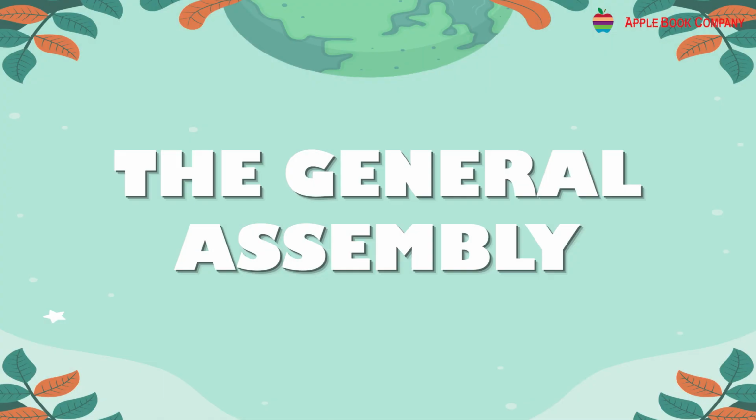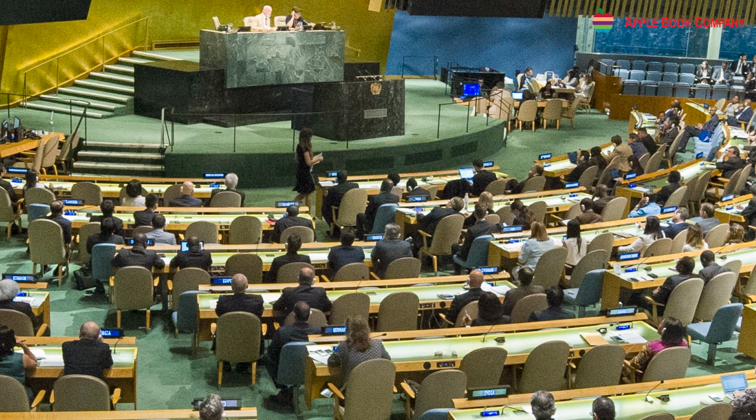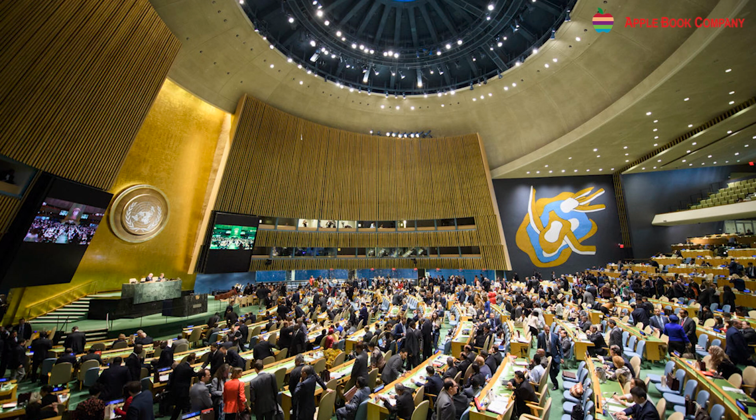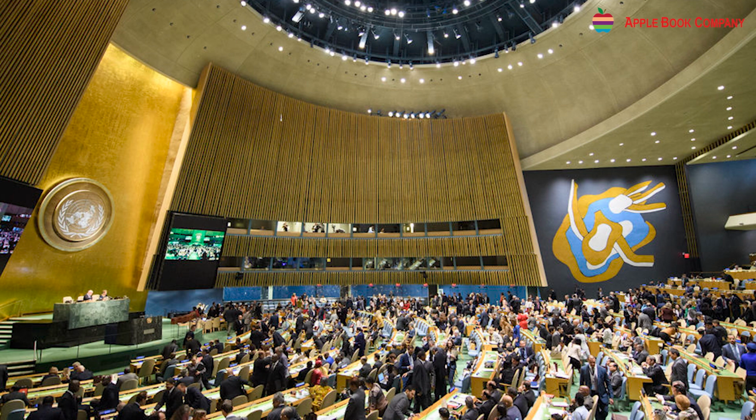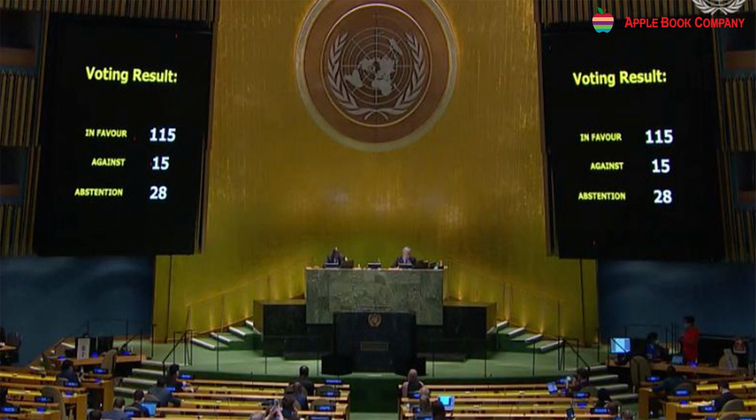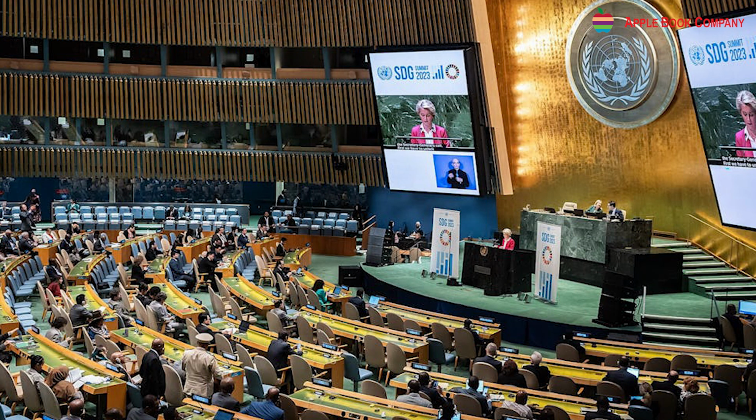The General Assembly. The General Assembly is the largest and the most important body of the United Nations. It consists of representatives of all the member nations. Each member has a right to participate and vote. The Assembly meets every year but can call emergency sessions if necessary. It meets from September to December and each country has one vote. Decisions are made by majority mandate.